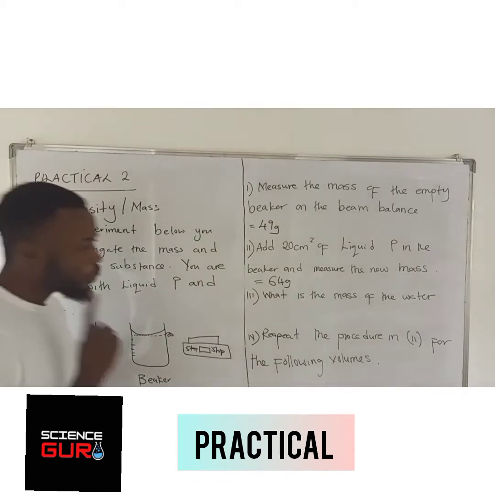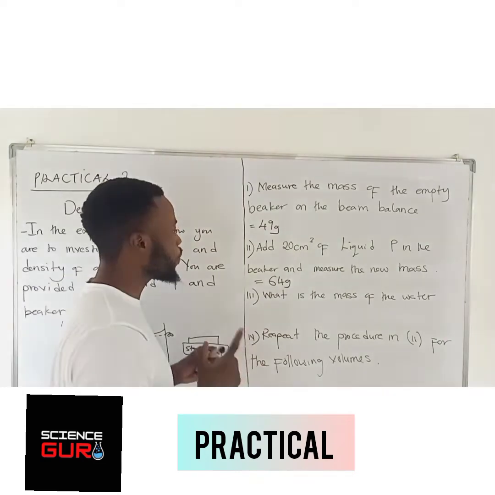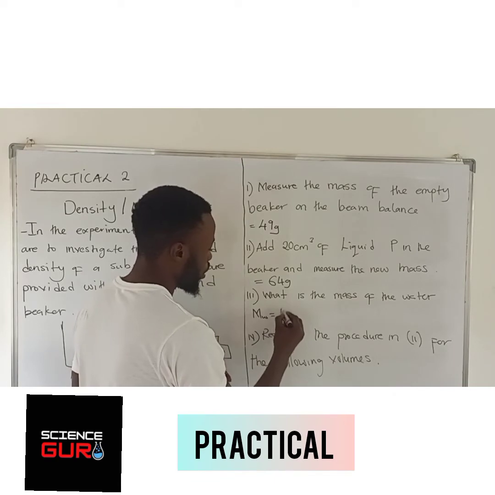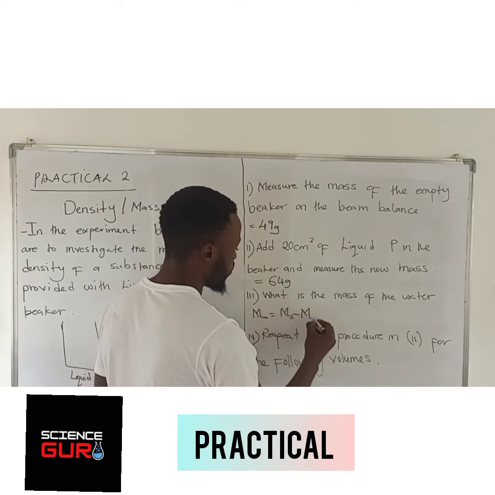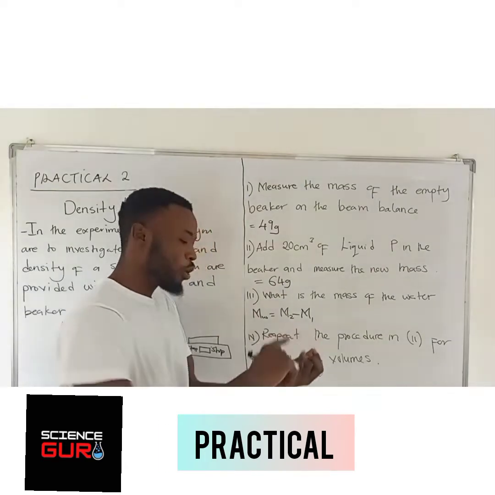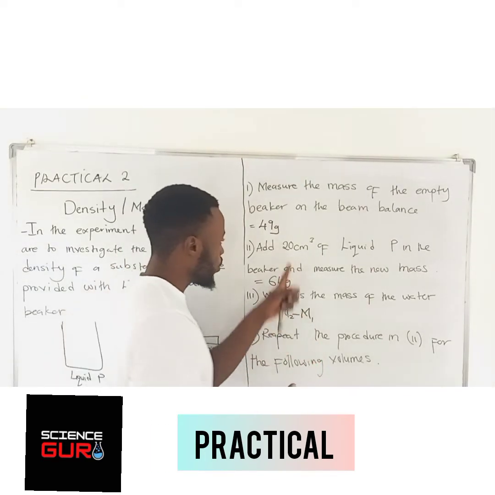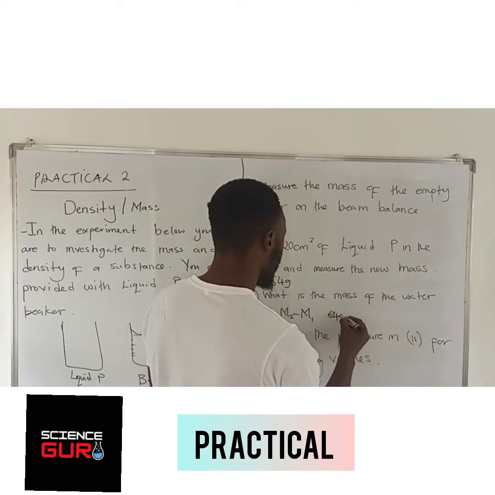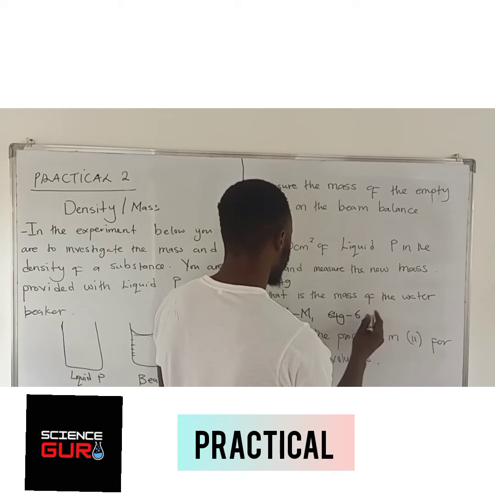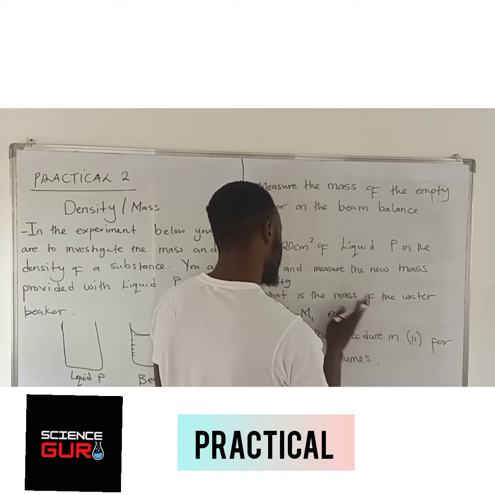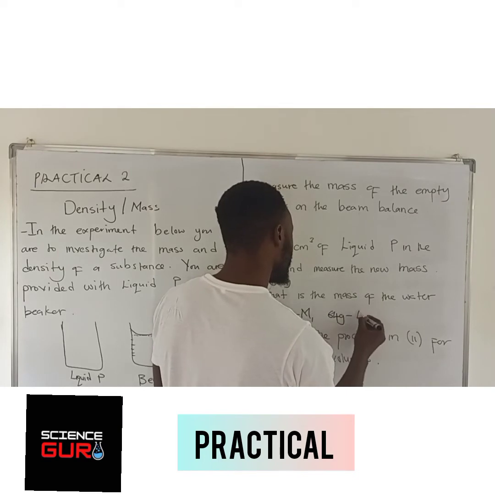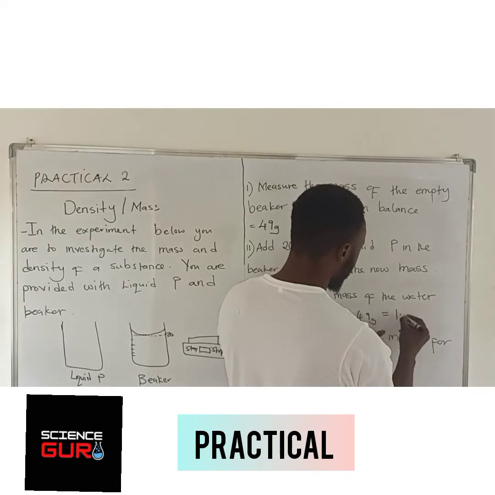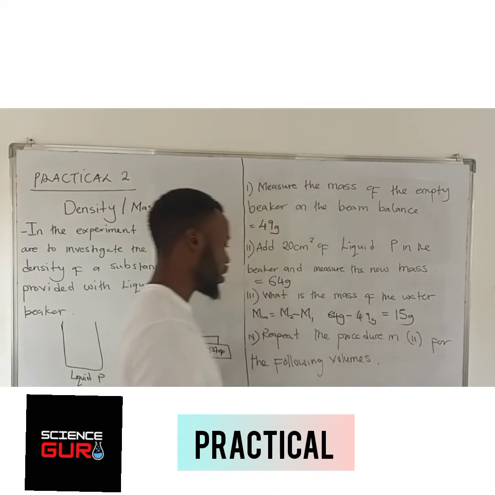Now, they are saying, what is the mass of the water? For you to find the mass of the water, guys, mass of the water is equal to mass 2 minus mass 1. The mass of both the water and the beaker, so you subtract the mass of the beaker. So you say 64 grams minus 49 grams. Once you do this subtraction, you should get 15 grams, just like that.